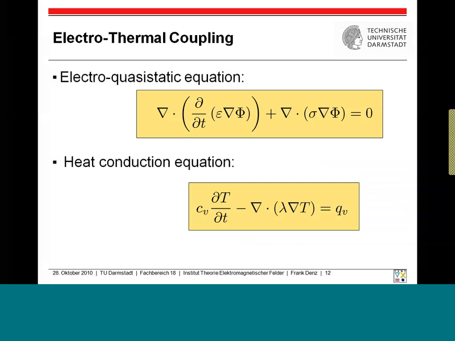We can use these parameters to simulate the electro-thermal coupled problem. Here on the upper side is the electrostatics equation with a scalar potential phi. And the second equation is the heat conduction equation. The second term with lambda describes heat conduction, and the term on the right-hand side describes heat sources. Both equations are coupled: first, the present temperature is influencing our electric problem due to conductivity, and our heat flow is influenced by our Joule losses.